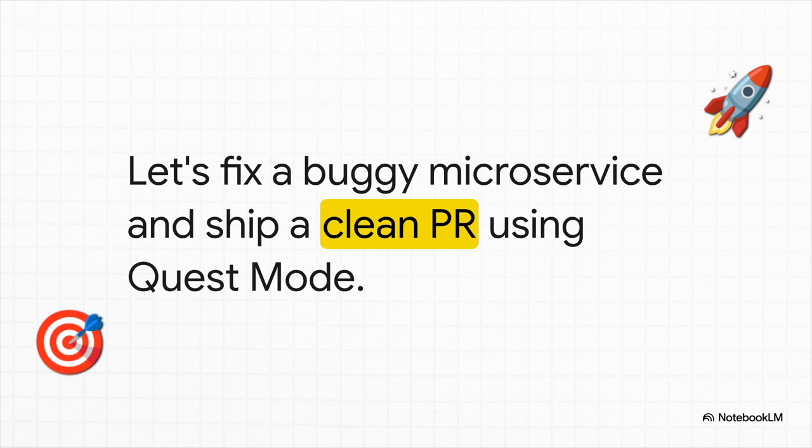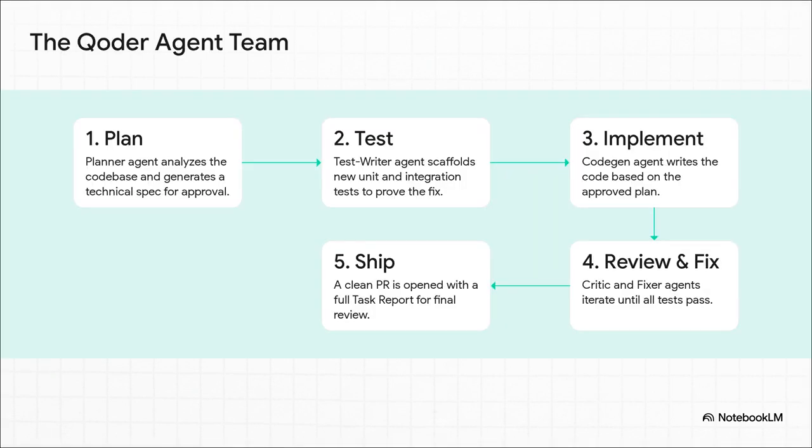But enough theory, let's see it in action. Let's say we have to fix a buggy microservice. We're not going to do it piece by piece. We're going to give the whole task to Qoder using what's called quest mode. And this is where a whole team of agents gets to work. First, the planner agent analyzes everything and creates a detailed technical spec for you to approve. Then, and this is so important, the test writer agent jumps in and scaffolds new tests before a single line of implementation code is written.